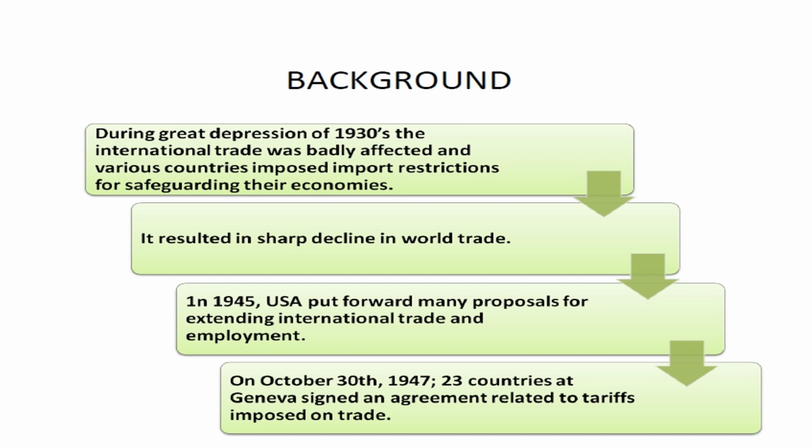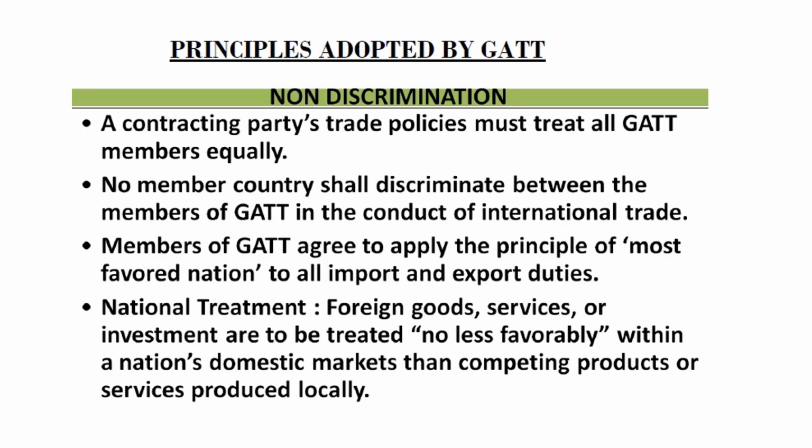So, why exactly did the countries think of creating a body that would regulate the trade? Okay, so during the Great Depression in the 30s, international trade was badly affected, and various countries imposed import restrictions to support their own economies. This actually resulted in a sharp decline of world trade. In 1945, the USA put forward many proposals to extend international trade and employment. And finally, on October 30, 1947, 23 countries at Geneva signed an agreement related to tariffs imposed on trade.